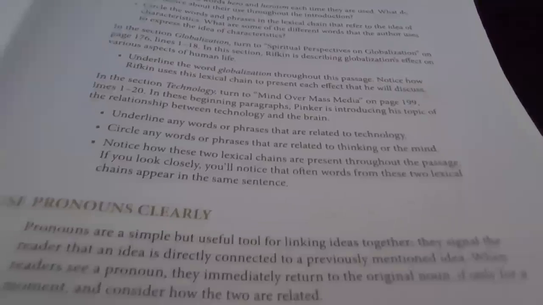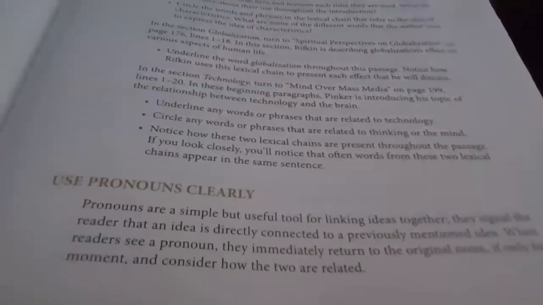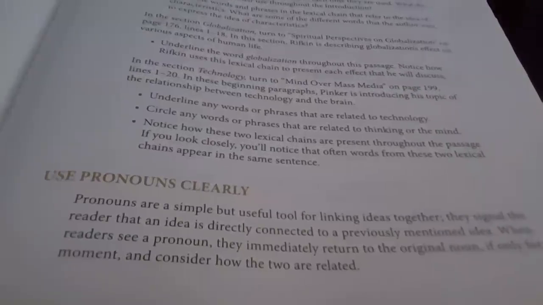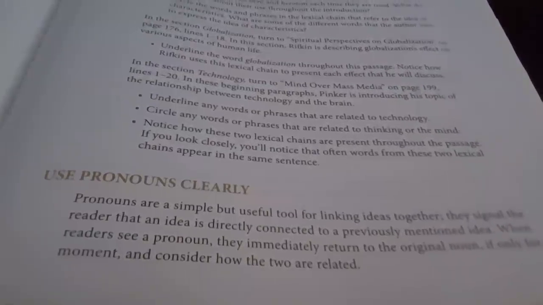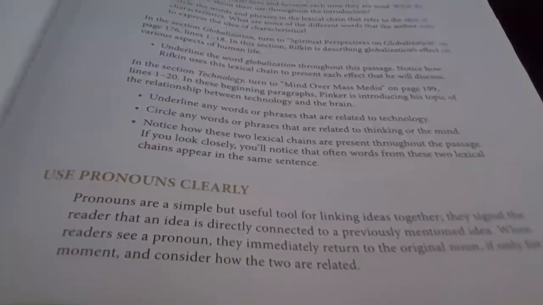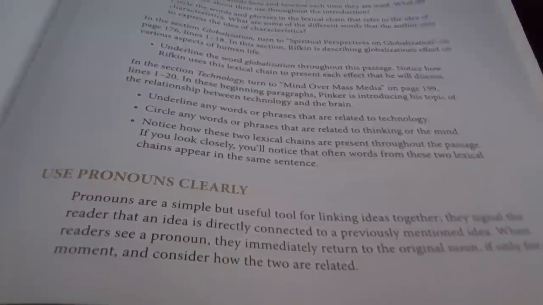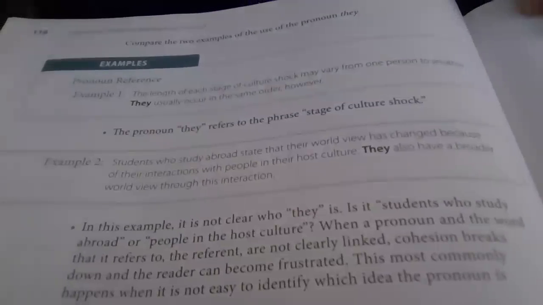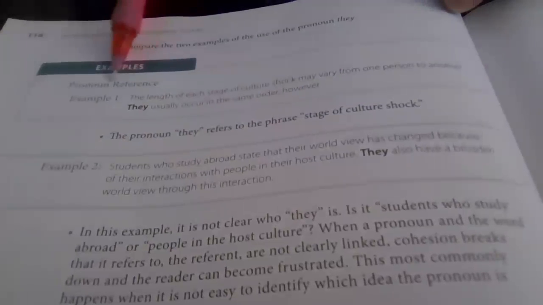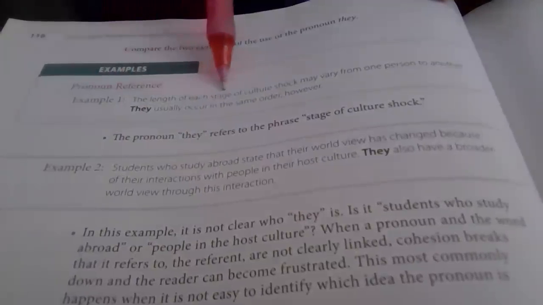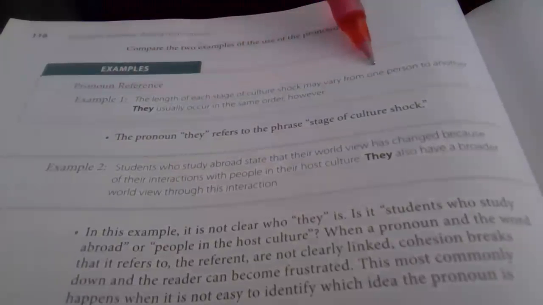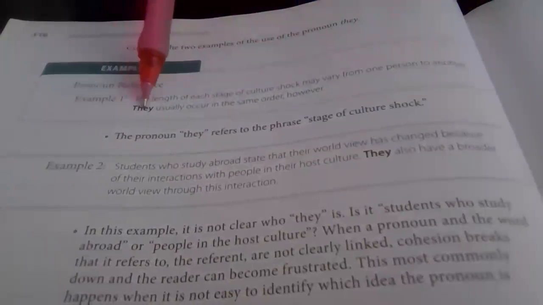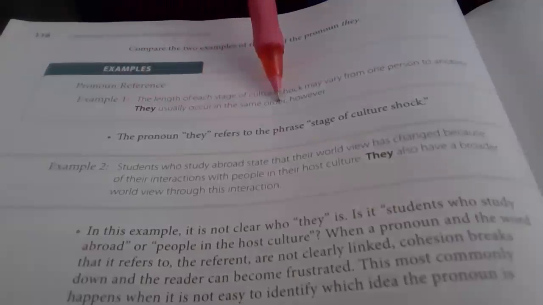And then our third point is to use pronouns clearly. We can use pronouns to replace nouns and proper nouns so that we don't have to keep saying them, of course. But we have to make sure we use the pronouns clearly, otherwise we might create some confusion. Compare the two examples of the use of they. Example 1: The length of each stage of culture shock may vary from one person to another. They usually occur in the same order, however.